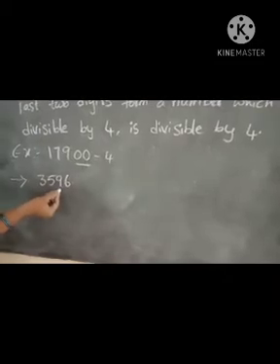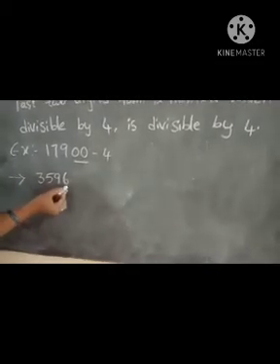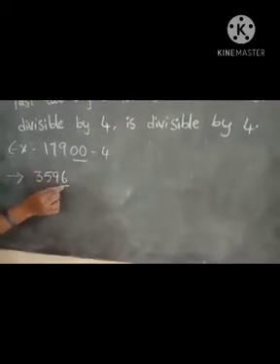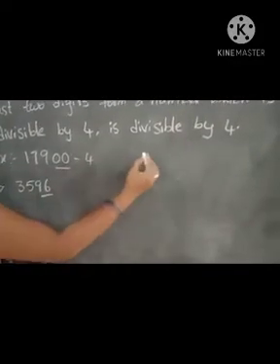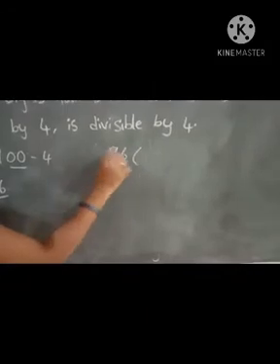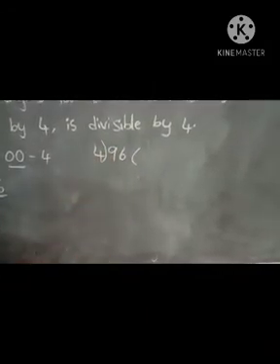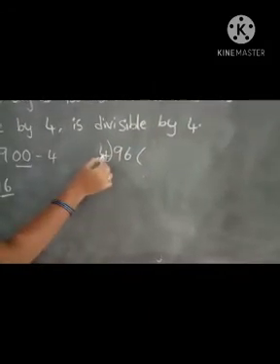Last two digits means what is the number here? 9, 6. The last two digits are 9, 6. Here we have to do the division. We have to do the division by 4. By using 4 we have to do the division.